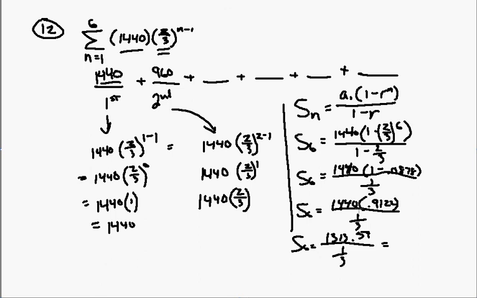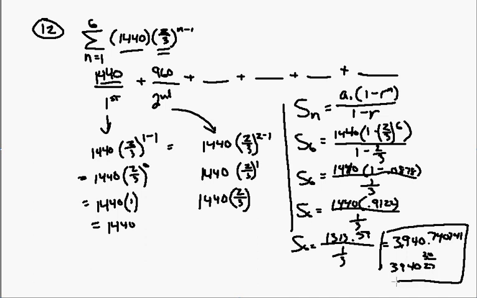And I get 3,940.740741. Now, if you put it in fraction form, it'd be 3,940 and 20/27. Either one of those answers I would find to be totally correct. And that's how you answer number 12.